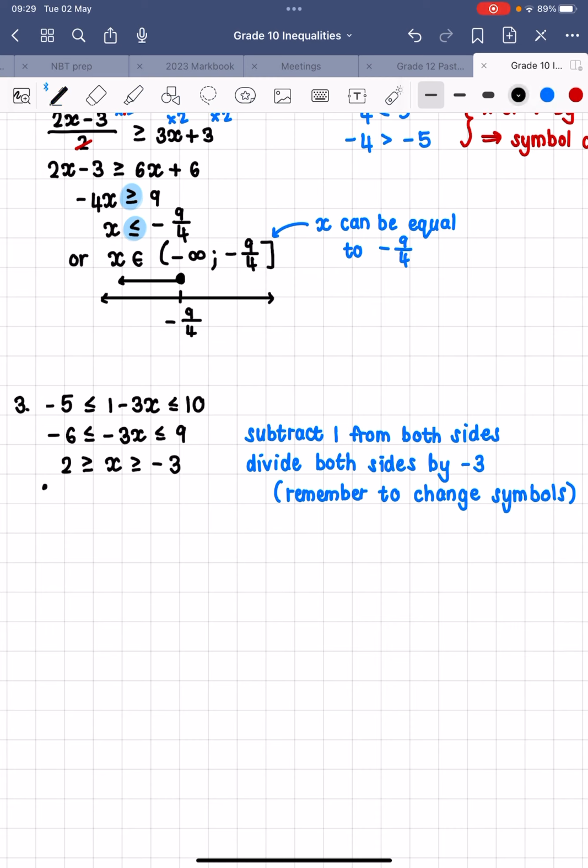So just put a therefore, and I want us to put a therefore so that you know that we're not actually doing anything more in terms of like solving it. I'm just rewriting the answer in the correct way. I actually need to put the -3 first, the x in the middle, and then the 2.